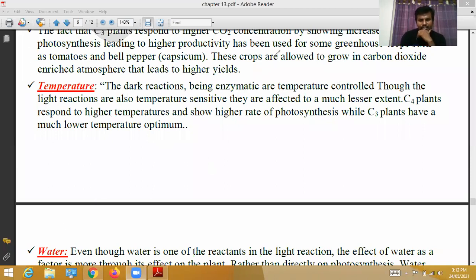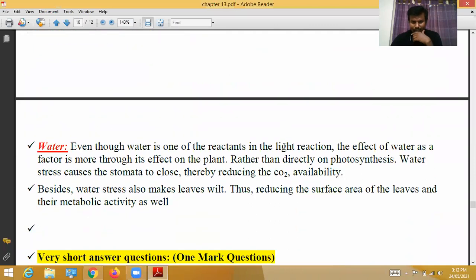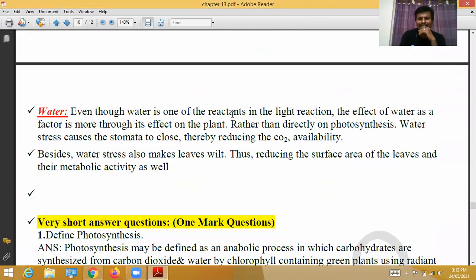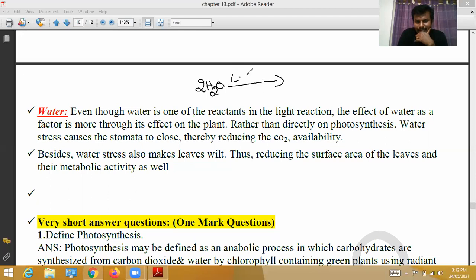Last and final one is water. Even though water is one of the reactants in the light reaction. In the light reaction, water is one of the reactants, which means what? 2H2O, with light activated chlorophyll, chlorophyll is activated by the light, and releases 4 electrons, 4 protons, and oxygen. In this one, water is one reactant in the light reaction.